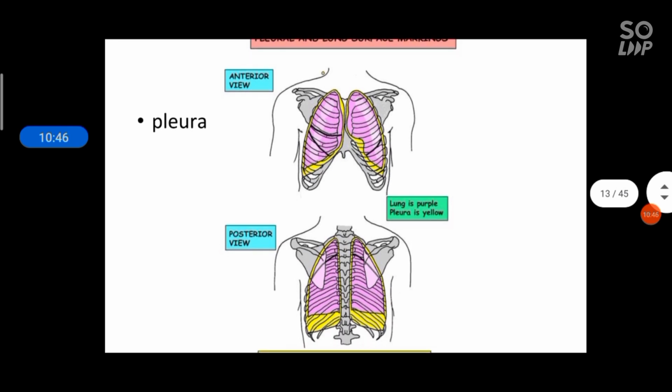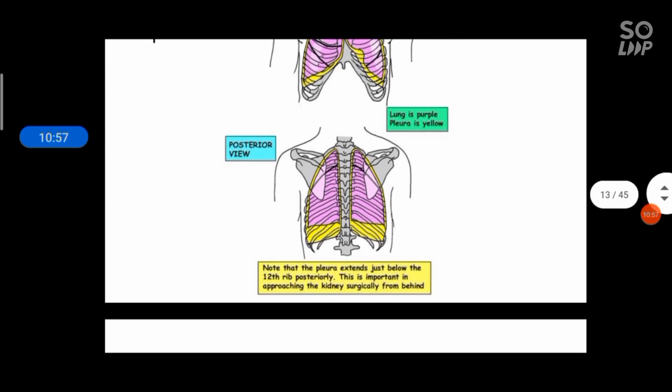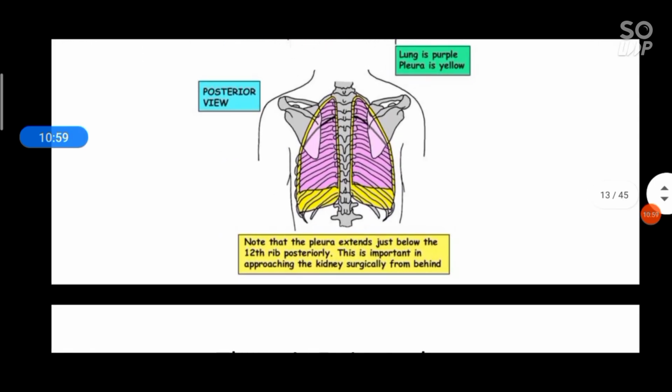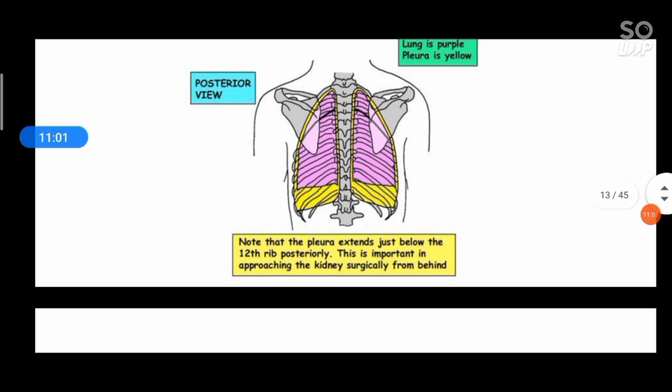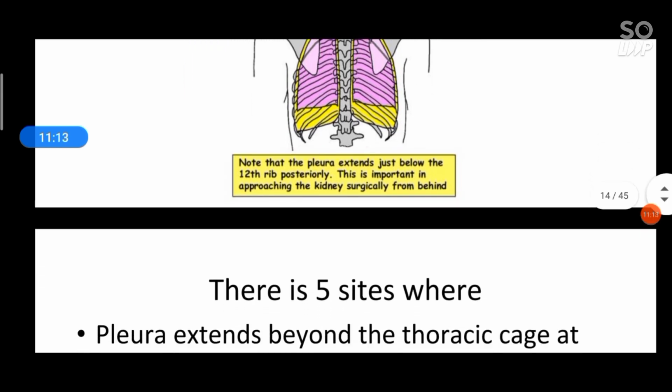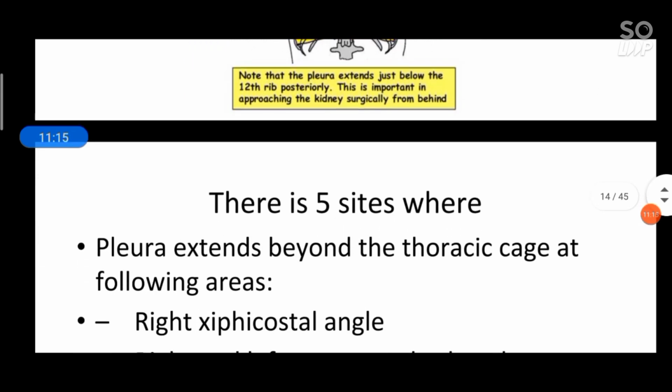The pleura from the anterior view: purple color showing the lung, and yellow color showing the pleura. On the posterior view, you can see this is the margin at the level of T12. The pleura extends below the 12th rib posteriorly, so it is important when approaching the kidney surgically from behind.